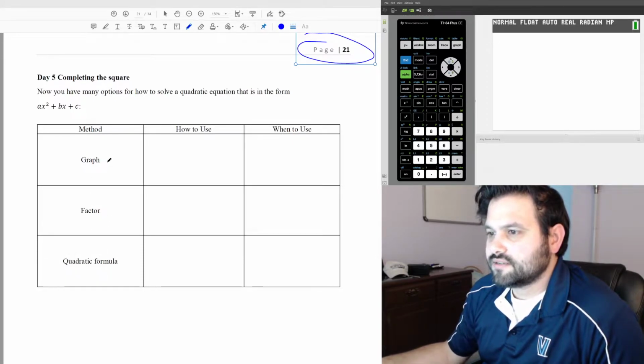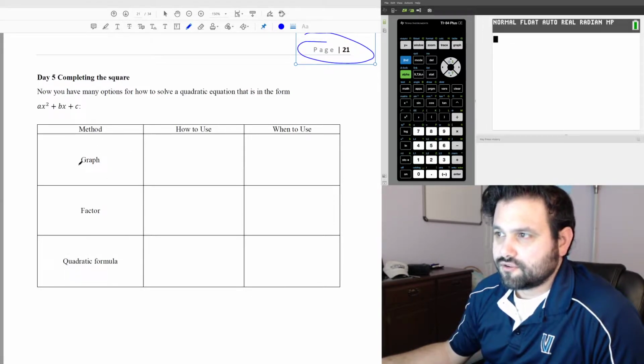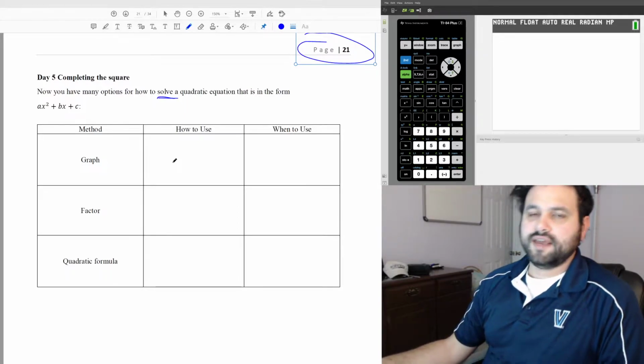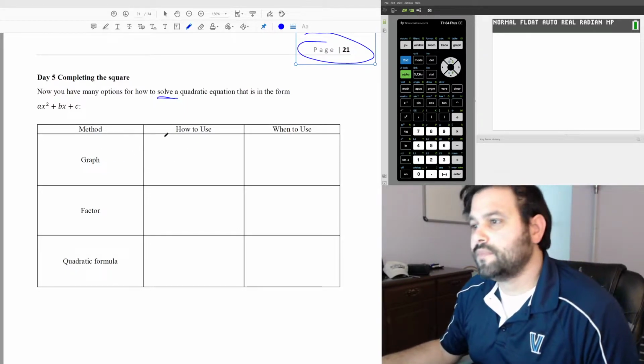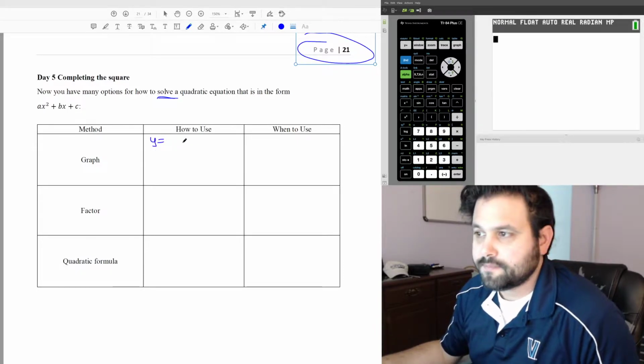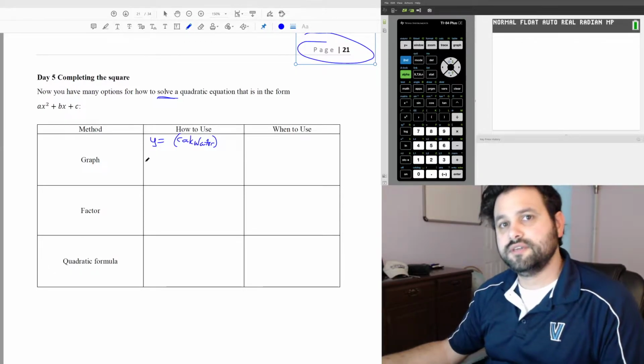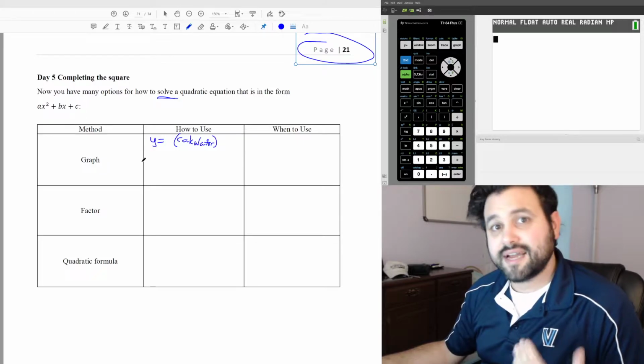So we have these methods that we've talked about so far, right? We have a graphical method to solve. We're talking about solving quadratics here. So how would we use a graph to solve a quadratic? Well, we would put that into y equals on the calculator, right? And we would calculate the zeros, because the zeros are the solutions to the quadratic equations, or the x-intercepts.